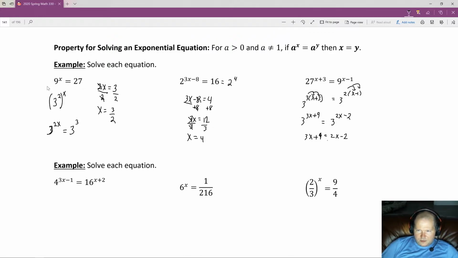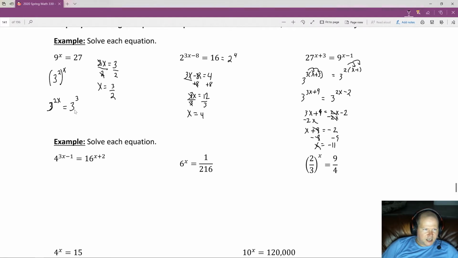All right, I want all the x's on one side, so I subtract 2x from both sides. We end up with x plus 9 is equal to negative 2. Then we undo the addition of 9 by subtracting 9 from both sides. We end up with negative 2 minus 9, which is negative 11.